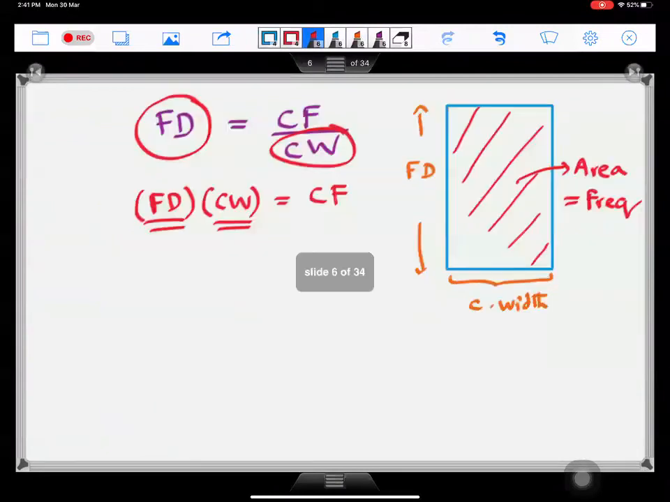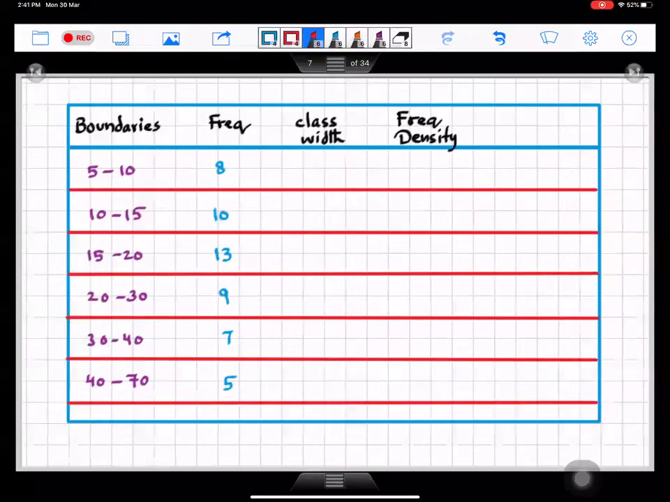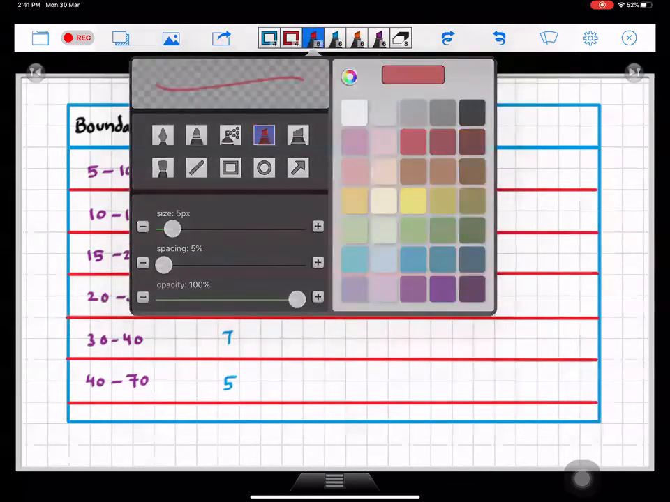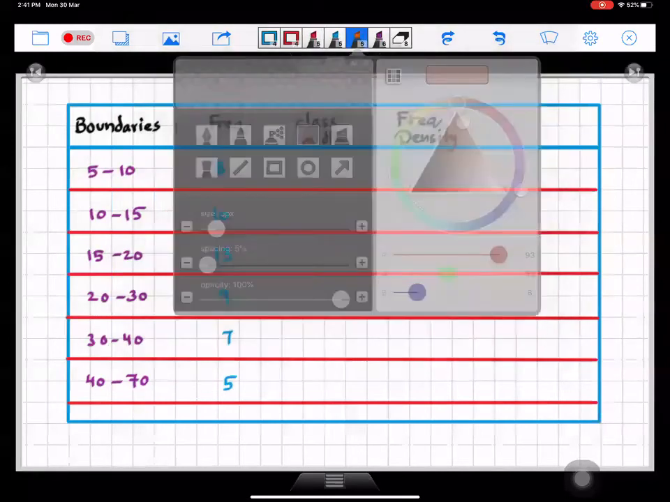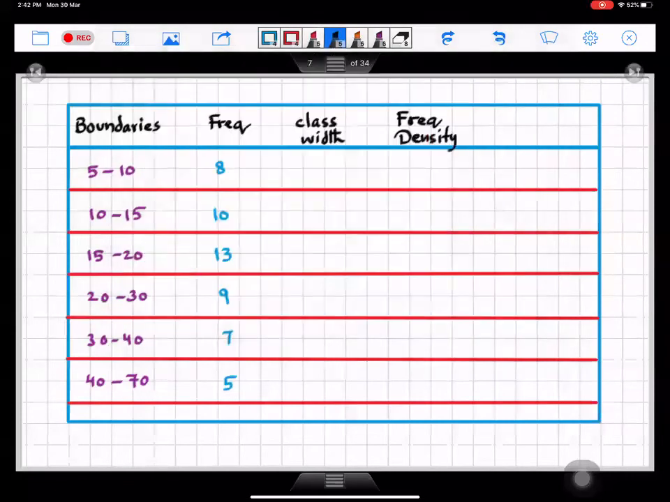So now let's move on. Let's look at this table. The boundaries are already given. Corresponding frequencies are given. You need to do some calculation in order that your data is ready to be plotted on a diagram which shows a histogram. First of all, let's fill in the column for class width. The class width between 5 and 10 is 5. Let me just thin out the marker a bit. So therefore, the class width is 5.